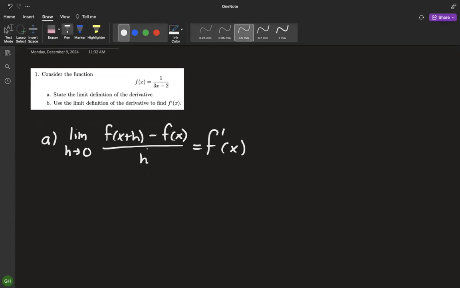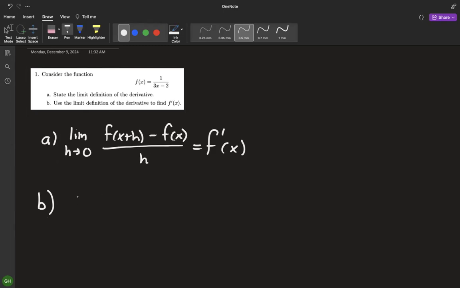So all part A is asking is just to state the limit definition of the derivative. So that's that. Then for part B, we want to use this definition to find the derivative of the function given. So let's work through that. So we want to basically plug in this function to this equation.